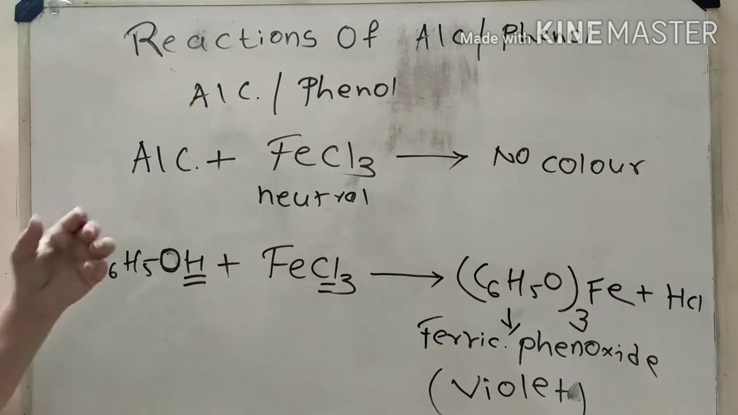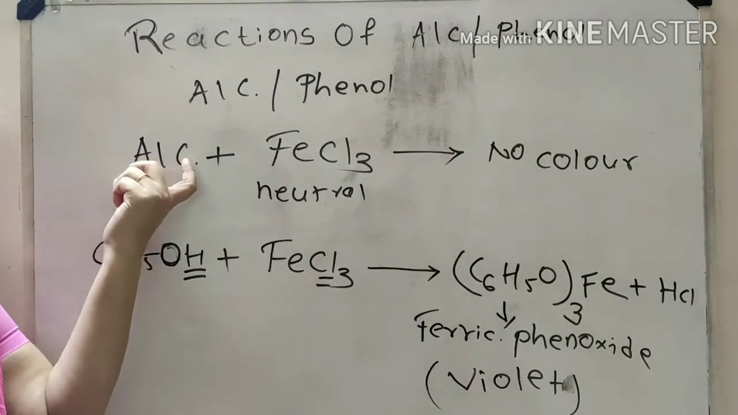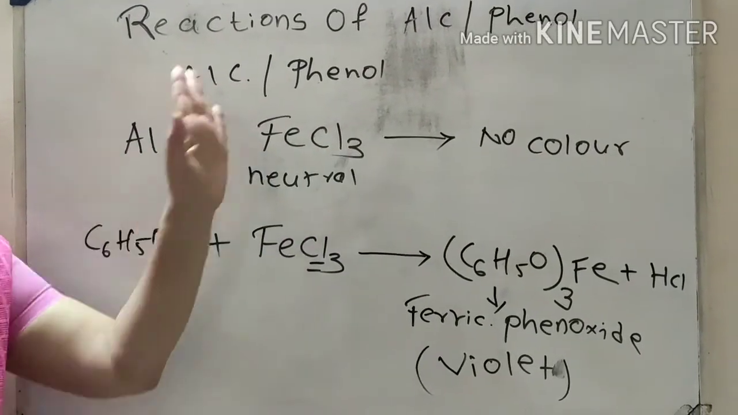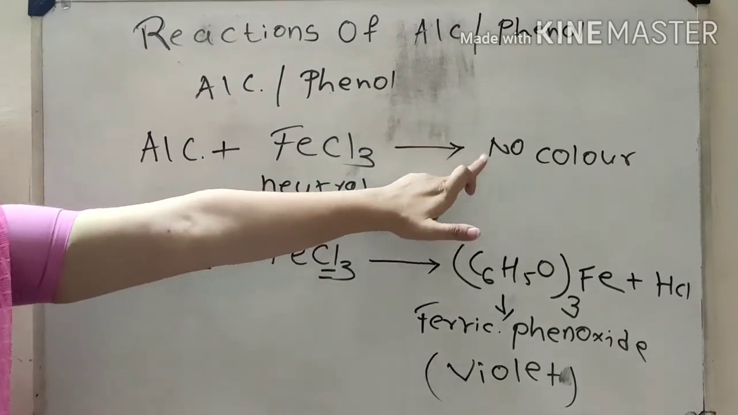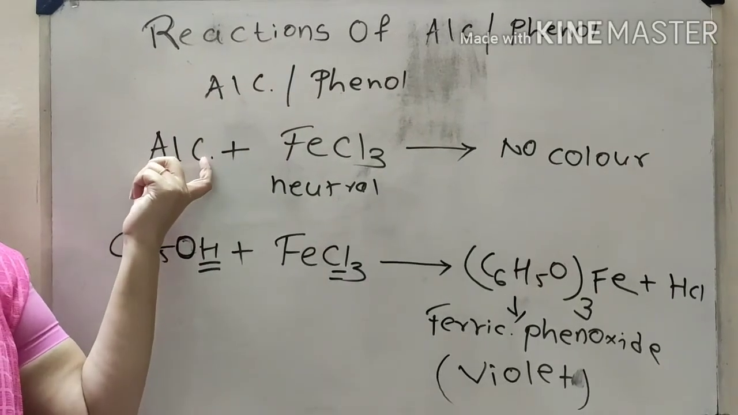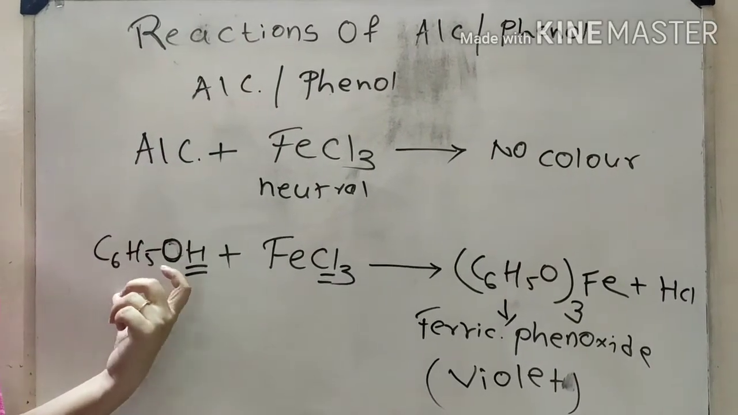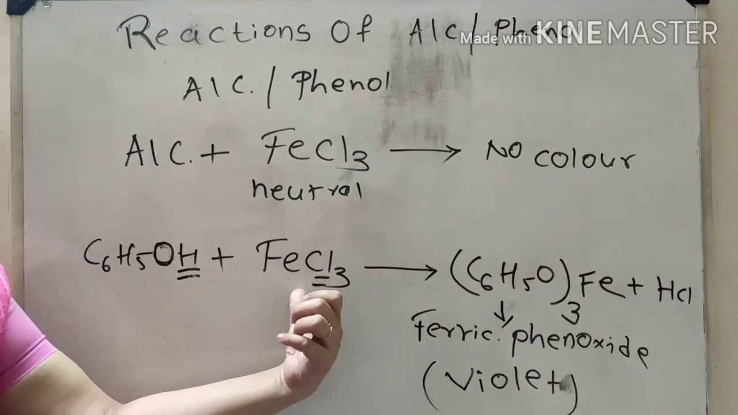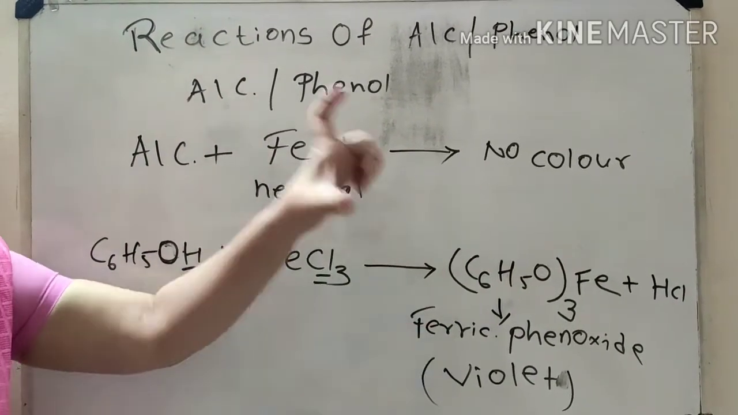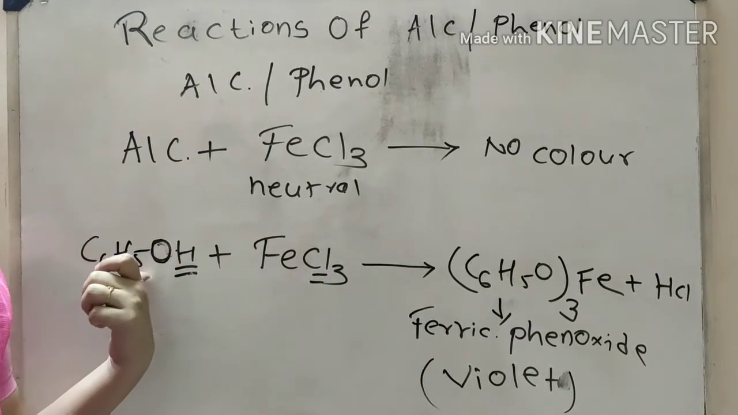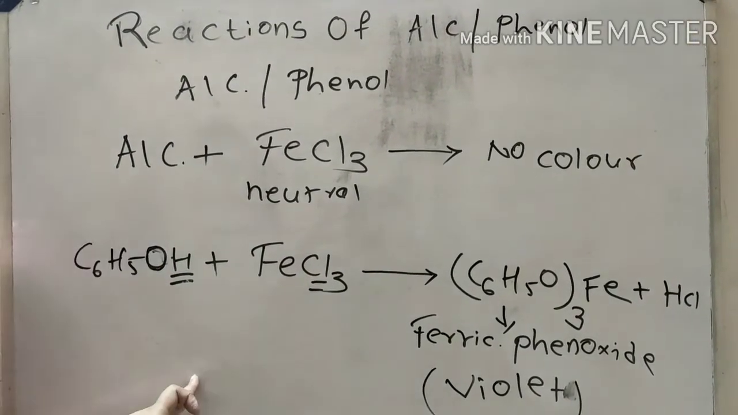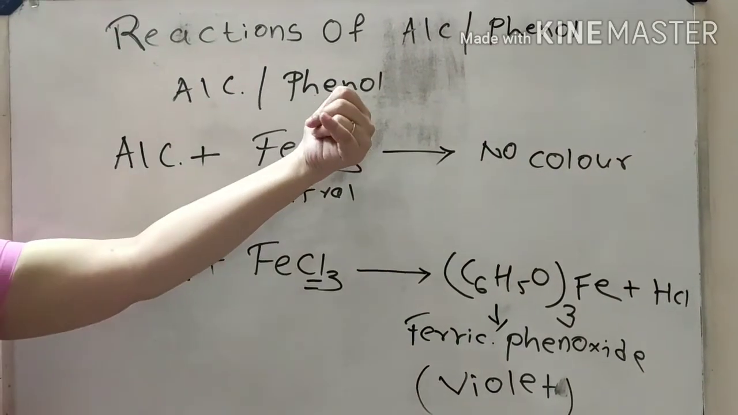In this way, suppose in one test tube alcohol is there and we add FeCl3, if no color is changed, then it has the alcohol in the test tube. In the second one, if we get violet color after adding FeCl3, it indicates that the test tube must have phenol. So this is the distinguishing test between alcohol and phenol.